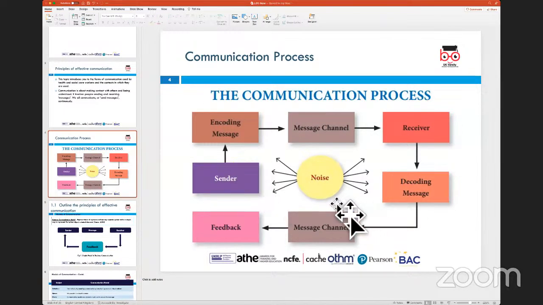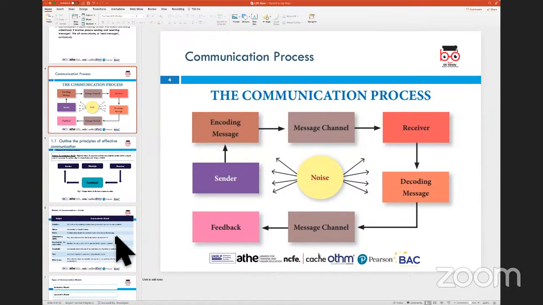So it's a 5-step process: sender, receiver, feedback. In the middle, you have the encoding and decoding of the message happening. And if there is any sort of distortion or disturbance in how the message is communicated, that would be treated as what is called noise.